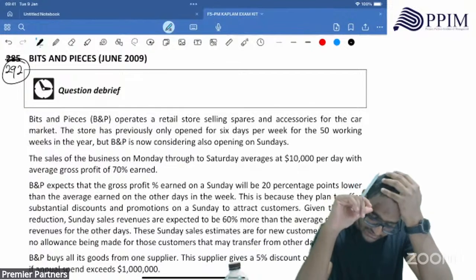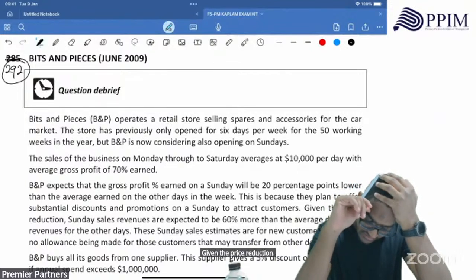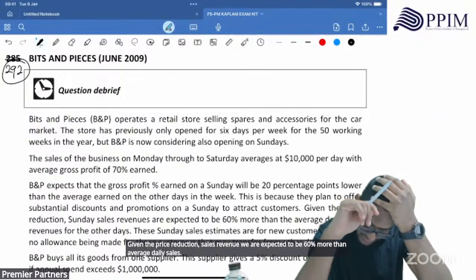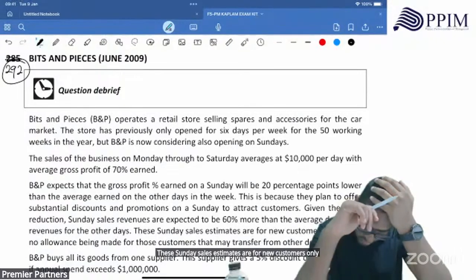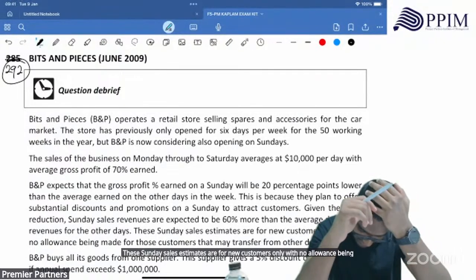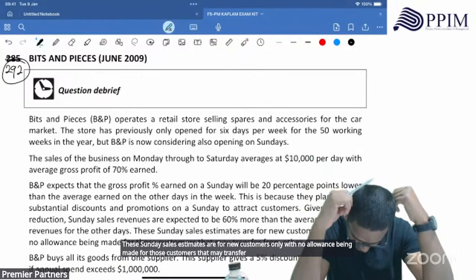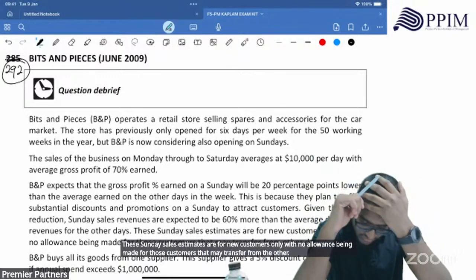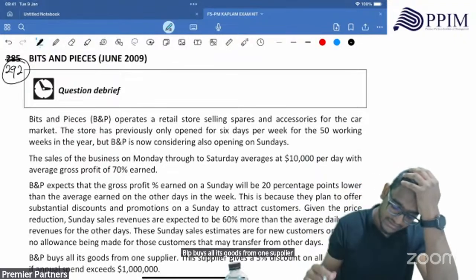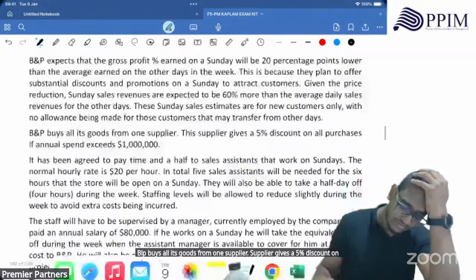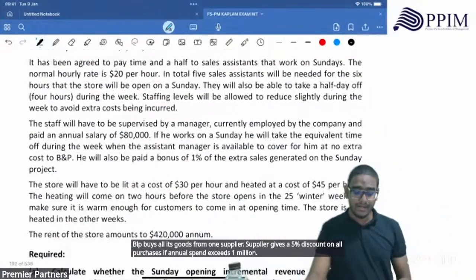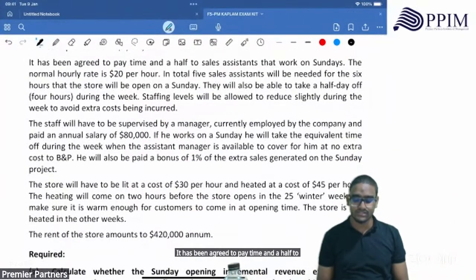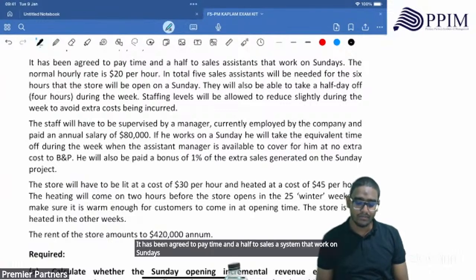Given the price reduction, sales revenue is expected to be 60% more than average daily sales. These Sunday sales estimates are for new customers only, with no allowance being made for customers that may transfer from the other days. BNP buys all its goods from one supplier. The supplier gives a 5% discount on all purchases if annual spend exceeds 1 million. It has been agreed to pay time and a half to sales assistants that work on Sundays. The normal hourly rate is 20 per hour.